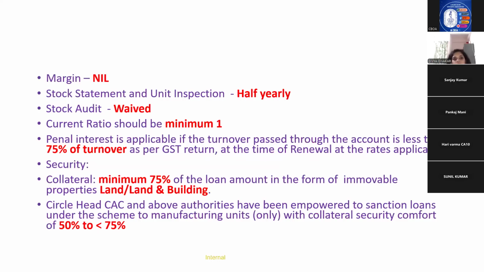Margin nil. Stock statement and unit inspection half yearly. Stock audit waived. Penal interest will be charged if the turnover passed through the account is less than 75% of the turnover as per the GST return. Security comfort, 75% of the loan amount in the form of immovable properties, land or land and building. Circle head and above are empowered to sanction under this scheme to manufacturing units with security comfort between 50 to 75.